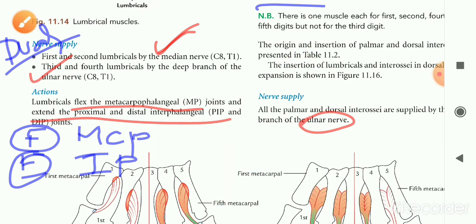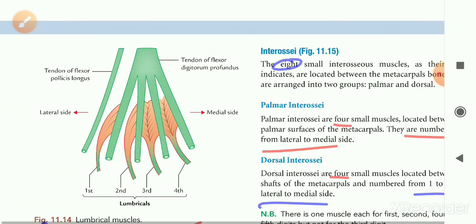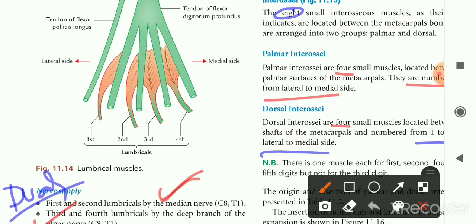Then the actions. What is the function of the lumbricals muscle? Look at that. This is the lumbricals muscle, first, second, third, and fourth. The functions of the lumbricals are that they cause flexion of the metacarpophalangeal joint, and they cause extension of the interphalangeal joint. So these are the metacarpophalangeal joints, so they will cause flexion of the metacarpophalangeal joint.